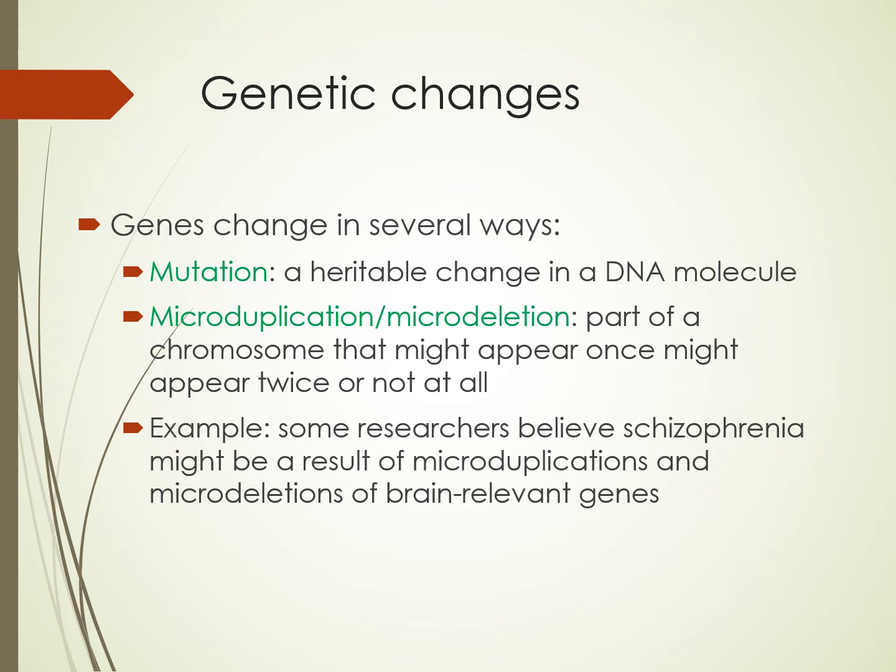Another form of gene change is microduplications and microdeletions, which is a small part of the gene either being copied or appearing twice, maybe even more than twice, or being deleted and not appearing at all. One example is schizophrenia, but this is also what they believe for autism, that there's a genetic marker. Part of what we're seeing in the genetic codes is that they're much more likely to have these microduplications and microdeletions of brain-relevant genes.